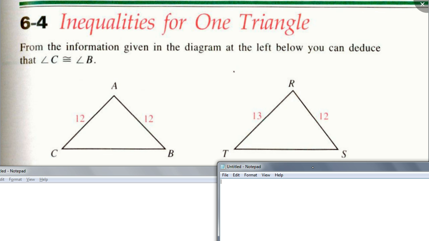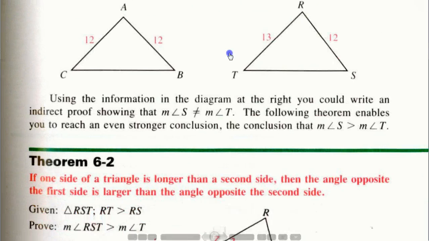Is that okay? Anybody guess why S is greater than T? Yes. 13. Right. So the side opposite of S is 13. The side opposite of T is 12. That's precisely the reason why angle S is greater than angle T. Does that make sense? And we're going to actually prove it. Let me show you.